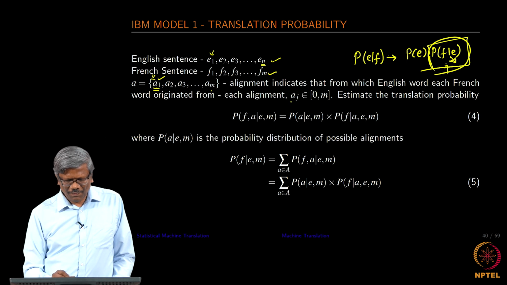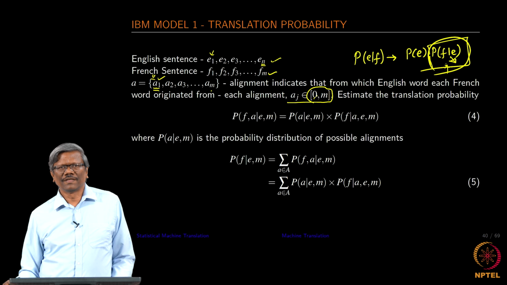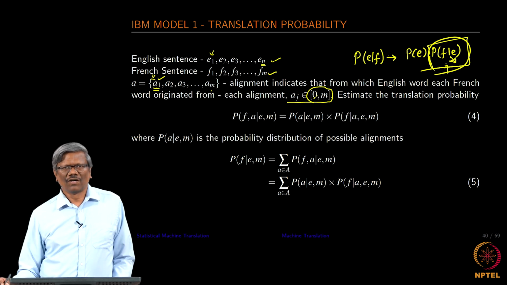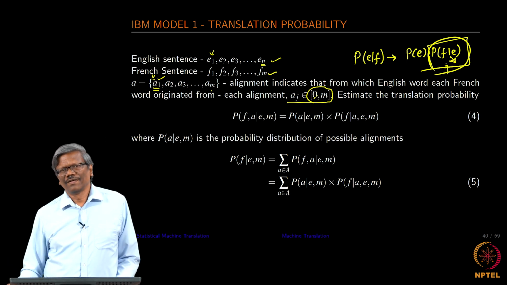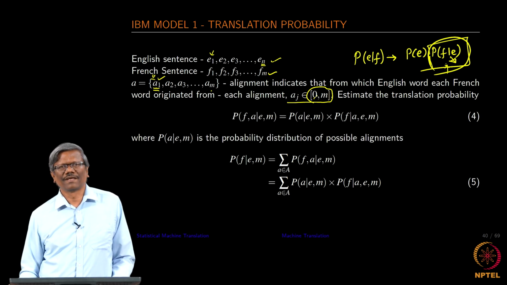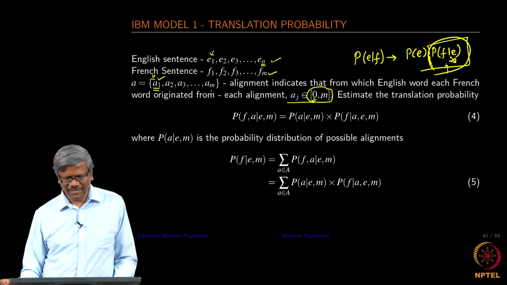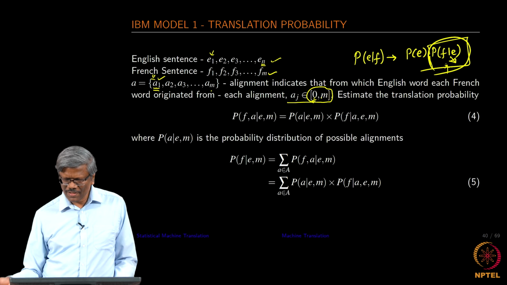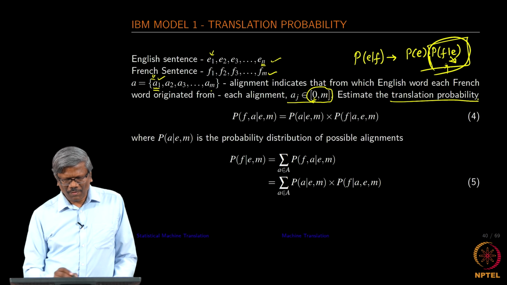We also use a 0 here. As I mentioned earlier, null is integrated as part of the alignments. If there is a French word that I am not able to align with any English word, I align that French word with the null word, which is given the index 0 here. Using the chain rule again, the translation probability is broken into 2 models.